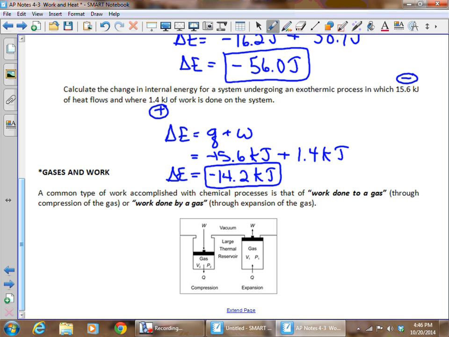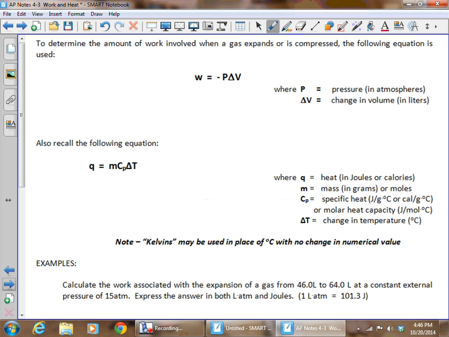So we have this system here that we're going to look at. To determine the amount of work involved when a gas expands or is compressed, we use this equation: work is equal to negative P delta V. That's what I call it, the negative P delta V equation.